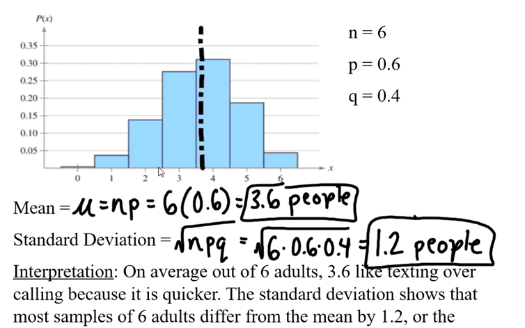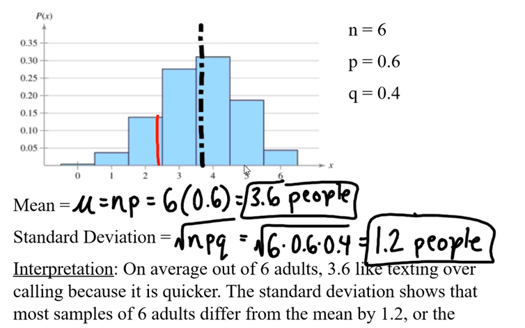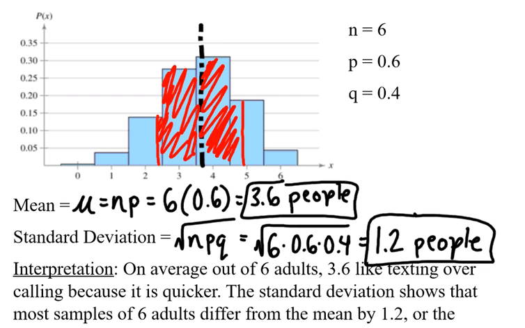And if I look, 2.4 is right here. And 4.8 would be right about there. This captures the majority of the data. The majority being more than 50% of the data. That's why we care about the standard deviation. It gives me the middle value range.